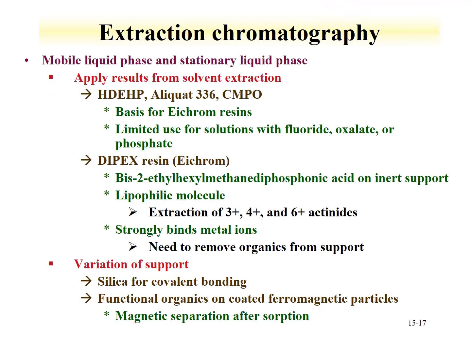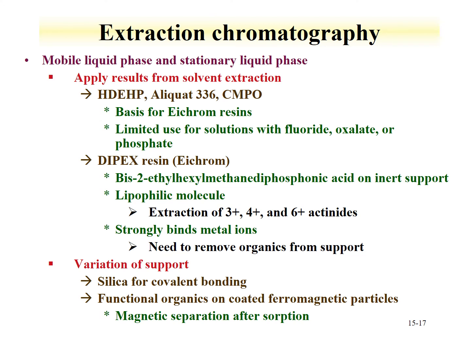Extraction chromatography is also performed with americium. One can think of extraction chromatography as combining solvent extraction and ion exchange, where there's a mobile liquid phase, generally the aqueous phase, and a stationary liquid phase, generally represented as the organic. So for the americium work, you could apply studies that were performed with the organic ligands such as HTHP, CMPO, aliquot 336, and these are the basis of Eichrom resins.